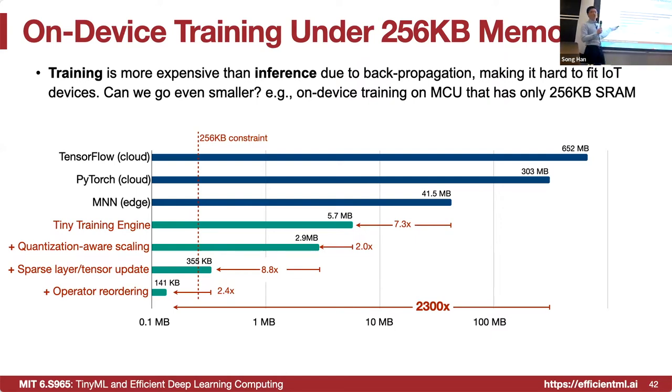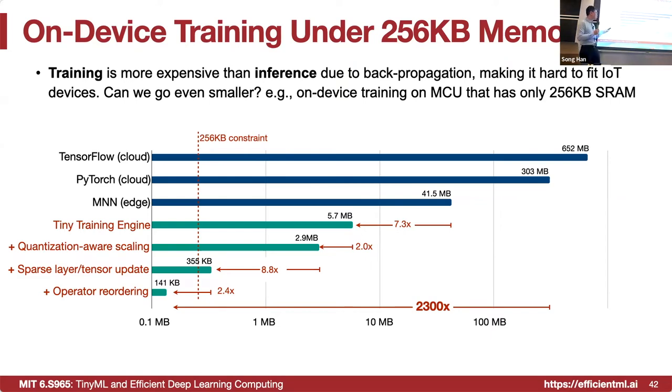And sparse layer, sparse tensor updates, right? So we don't have to update all the layers, the entire tensor, but partially, we could be lazy, to update only partial layers and partial tensors. So this is a generalization of sparse, only updating the bias, right? So here we are selectively choosing what tensor to update, what not to update, so we can save another 8.8 times.